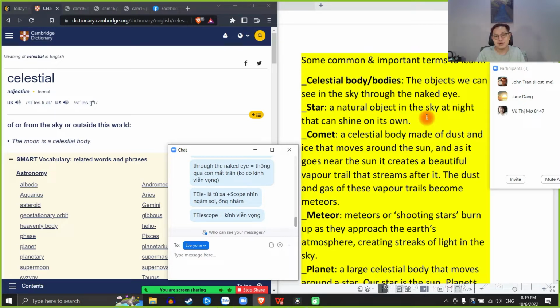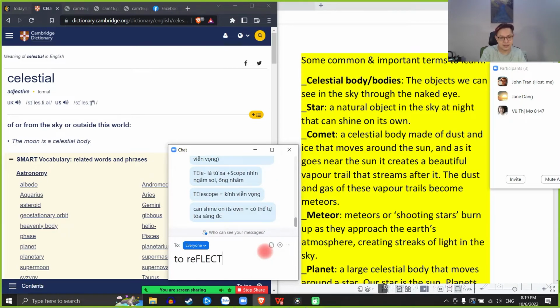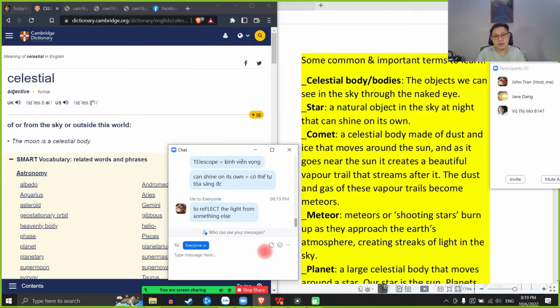Alright, a natural object in the sky at night that can shine on its own. Ngôi sao là gì? Nó là một cái vật thể tự nhiên trên bầu trời ở ban đêm mà nó có thể tự tỏa sáng được. Can shine on its own. Tức là nó không có phản chiếu ánh sáng của ai khác. So they do not reflect the light from something else. Nó không có phản chiếu ánh sáng từ một cái gì đó khác cả. Nó là star. Ngôi sao phải tự tỏa sáng.